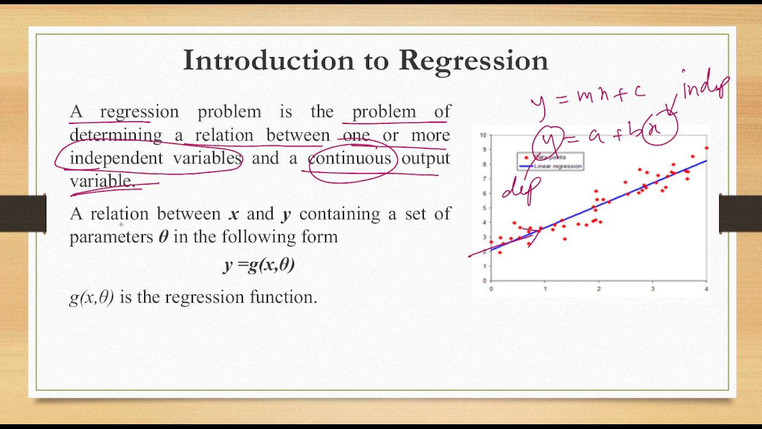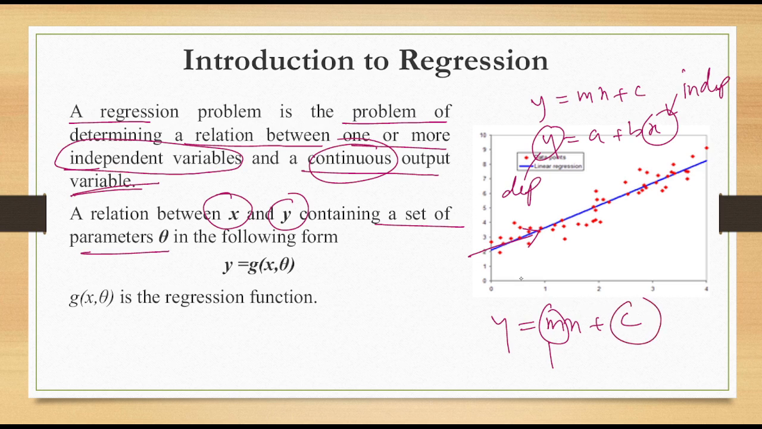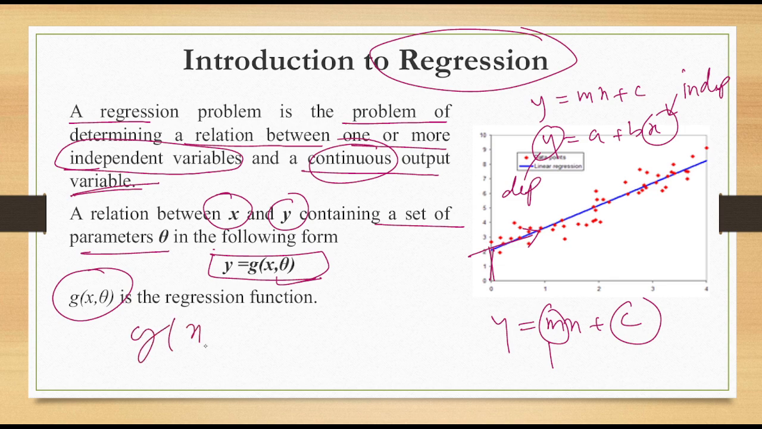In mathematical terms, we can say a relation between x and y containing a set of parameters theta in the following form. In this equation, for example, we have y equal to mx plus c. Here m is a certain parameter, and we can also write it in terms of theta. And c is the intercept point on the y axis. So in general, for every regression model, we can represent it like this: y equal to g of x, comma theta. Here x is the independent variable and theta is the parameter. This function g of x comma theta is known as the regression function.